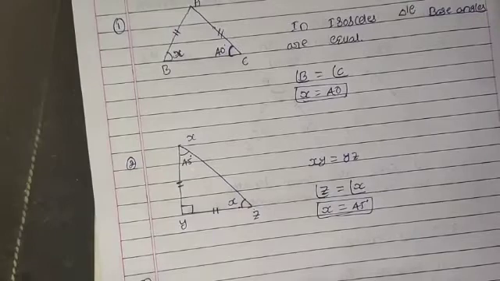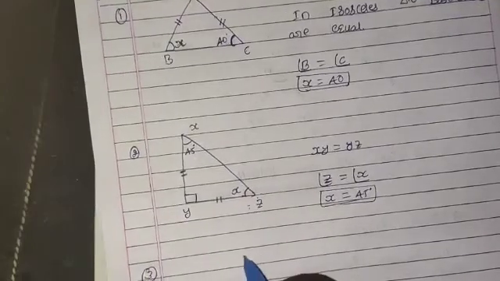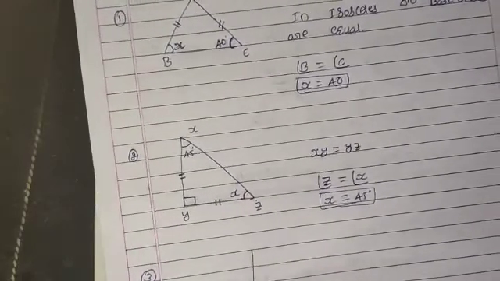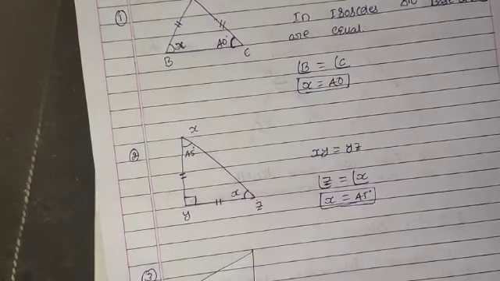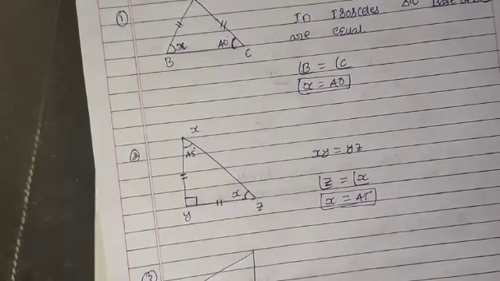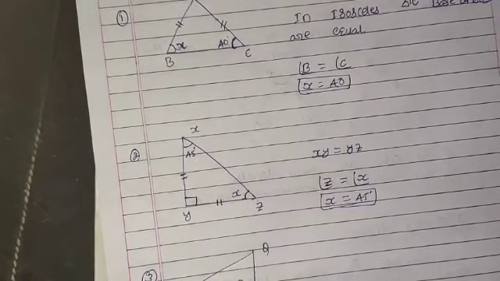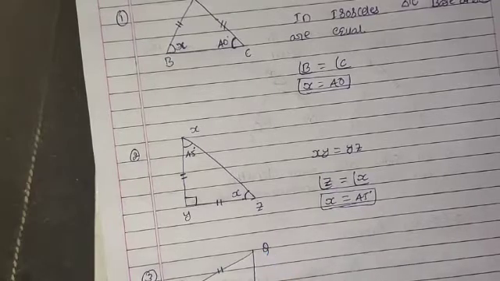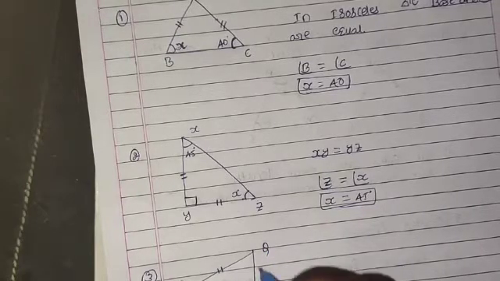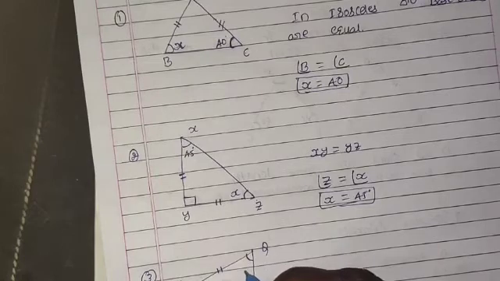Okay, next we move on to the third problem. The third problem is like this. You have to draw a diagram like a triangle. This is PQR. In this triangle, PQ is equal to PR, and one of the angles is X, and another angle is 50 degrees. Now we have to find out the value of X.